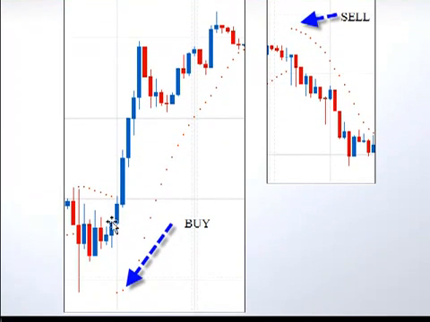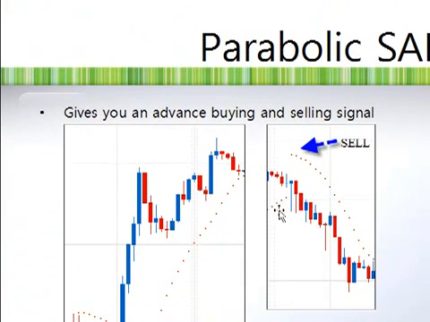You can see here, once it flips, then you enter a long trade, and you see how much it moved. Initially it was below, and once it flips above, it's a sign that the price is going to go down. It's a sell signal, so you enter a short trade, and you can see this is the amount you made. However, we don't really trade based on one indicator.